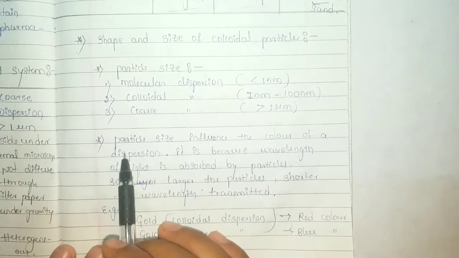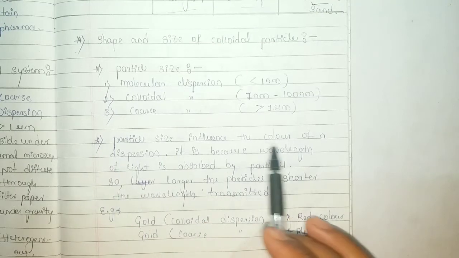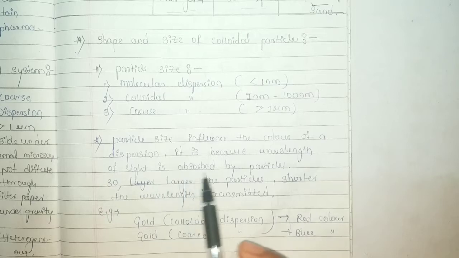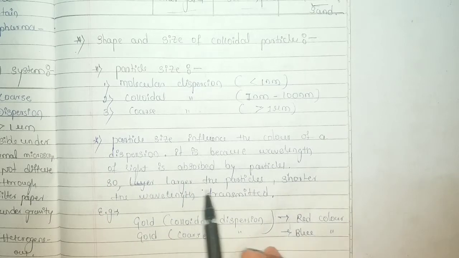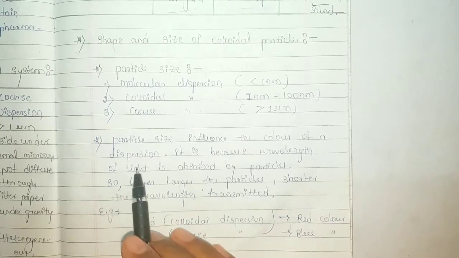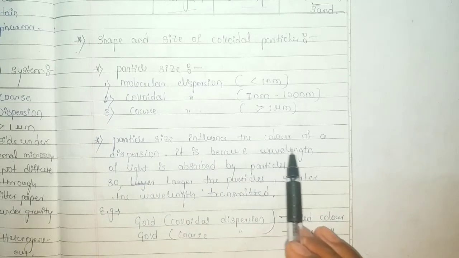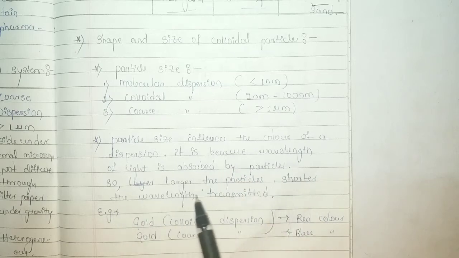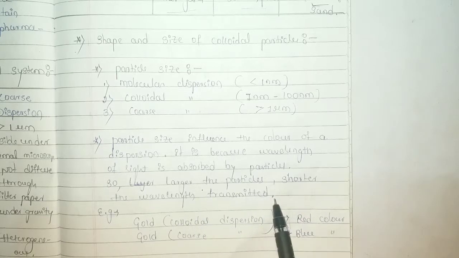The first point is that the particle size influences the color of the dispersions. It is because the wavelength of light is absorbed by the particle. So the larger the particle, the shorter the wavelength transmitted.